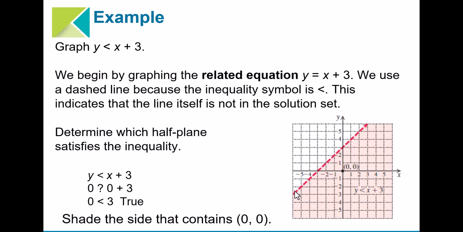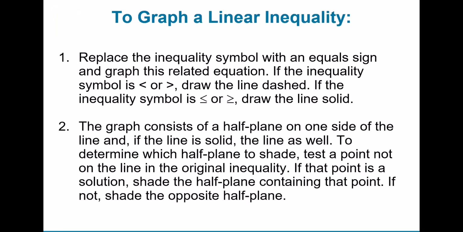Notice the line is dotted because this is a less than, not a less than or equal to. If it was a less than or equal to, then the line would be solid. And this shows how to actually do these graphs. Replace the inequality symbol with an equal sign, and look if the inequality is less than or greater than, draw a dashed line. Otherwise, less than or equal to, greater than or equal to, the line will be solid.